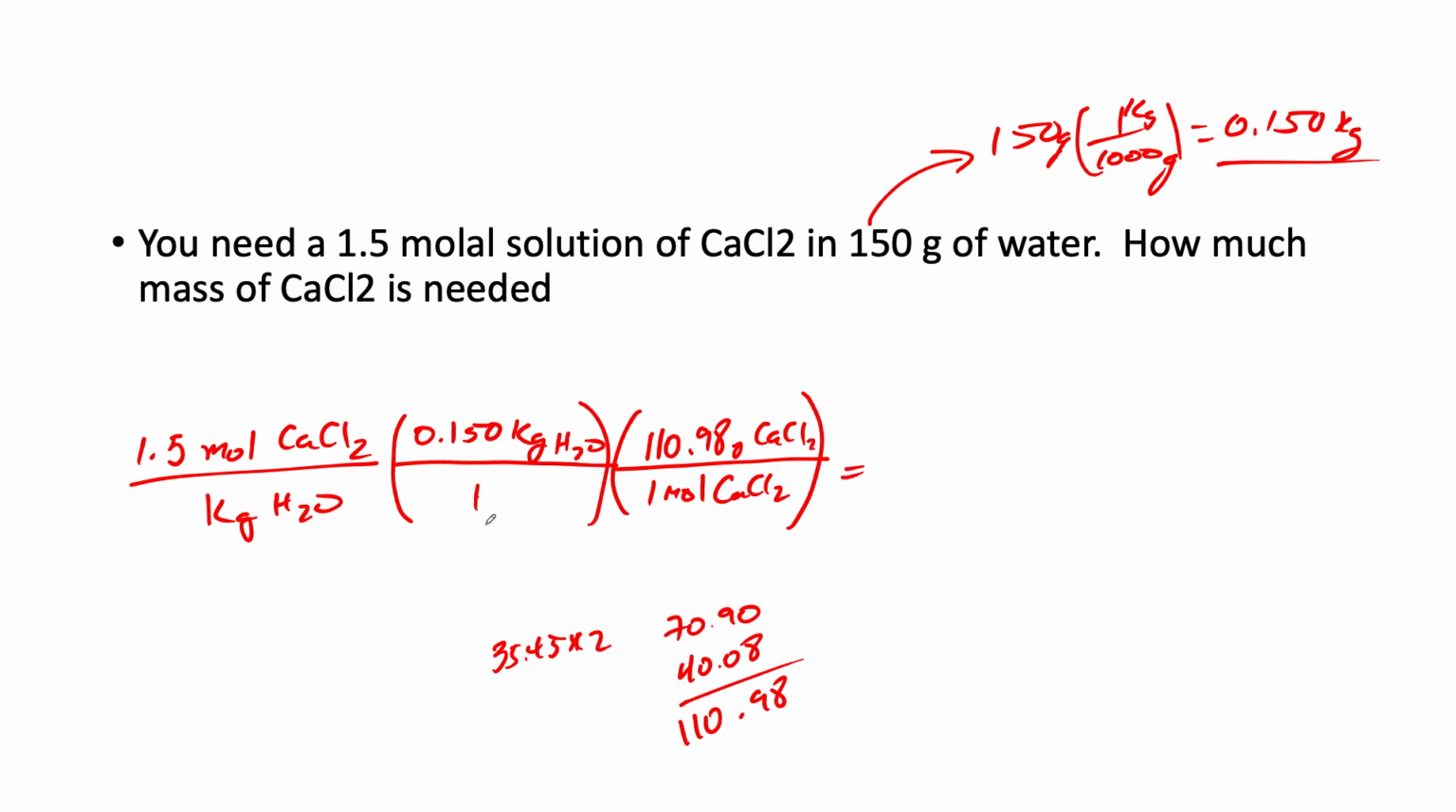And the fun thing is that this is all 1 in the denominator. So all you need to do is take the 1.5 times 0.150 times 110.98, and you need to add 24.97, or basically 25.0 grams of calcium chloride into the 150 grams of water. This is rounding to 3 figures. This is how this works.